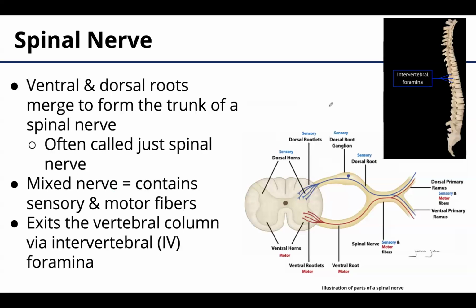The ventral and dorsal roots on each side of the spinal cord correspond to one developmental segment, and as they continue to project laterally, they will eventually converge to form the trunk of the spinal nerve. Now, many people call this simply the spinal nerve, but keep in mind all of these things that are projecting laterally from the spinal cord are parts of the spinal nerve.